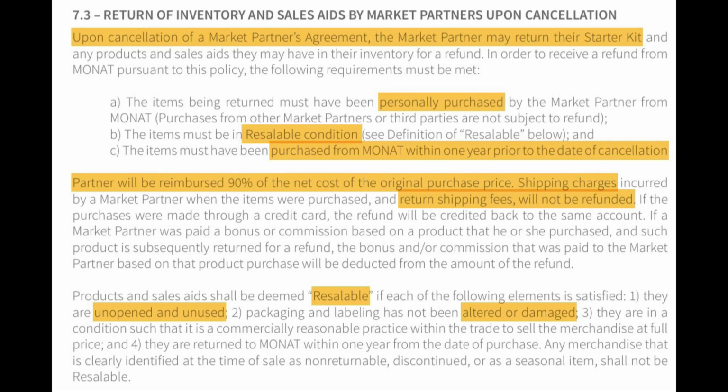And then it says market partners will be reimbursed 90% of the net cost of the original purchase price, less shipping charges. Return shipping fees will not be refunded. So if you became a MONAT market partner and you decided, okay, this is not for me, I'm going to return my starter kit, they're only going to refund you 90% of what the starter kit cost. So if you purchase a starter kit of $600, don't expect your whole $600 back, because you won't get it. They're going to give you only 90% of that $600, less shipping charges.